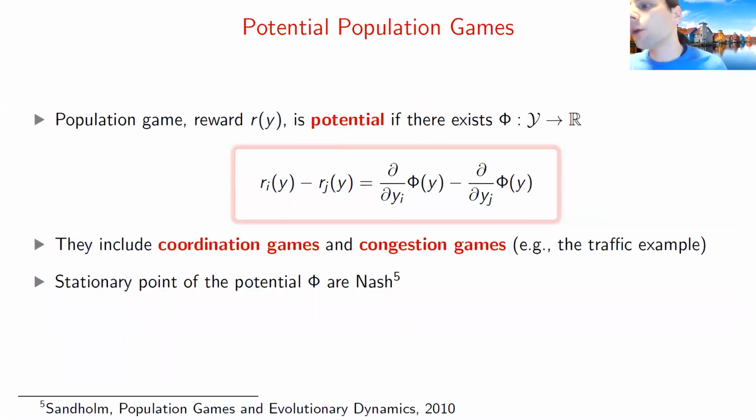For this reason, to have a global result, we need some more assumption on the game. And in particular, we need to assume, not need, but it is sufficient to assume that the game is potential. So potential games are an important class of games where there exists a potential function phi such that the differences in the rewards are equal to the difference of the corresponding partial derivatives of the potential function. So potential games, as we said, are quite an important class of games because they include many well-known games like coordination games and congestion games, for instance the traffic example presented before. And also there are important links between the potential function, in particular the stationary points of the potential function, and the Nash of the game.